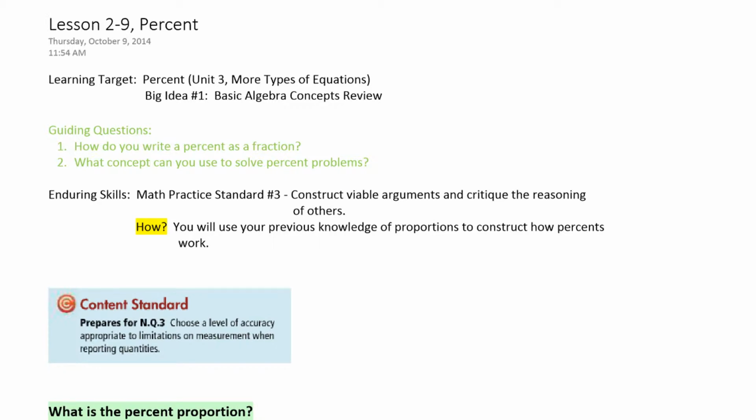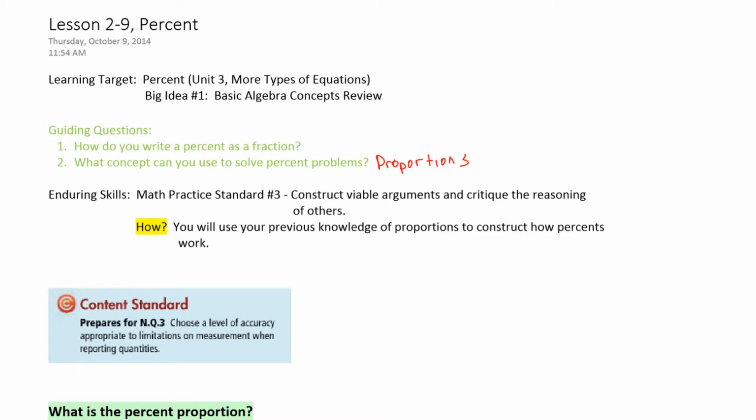Our guiding questions, number 1, how do you write a percent as a fraction? Well, since a percent is a percentage of 100, then you write a percent as a fraction as whatever it is over 100. And number 2, what concept can you use to solve percent problems? We use our concept of proportions. We use our concept of proportions to help us solve percent problems.